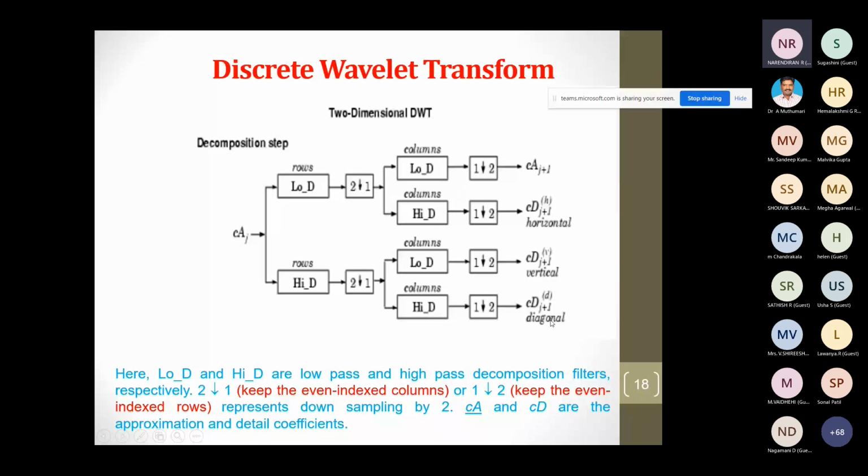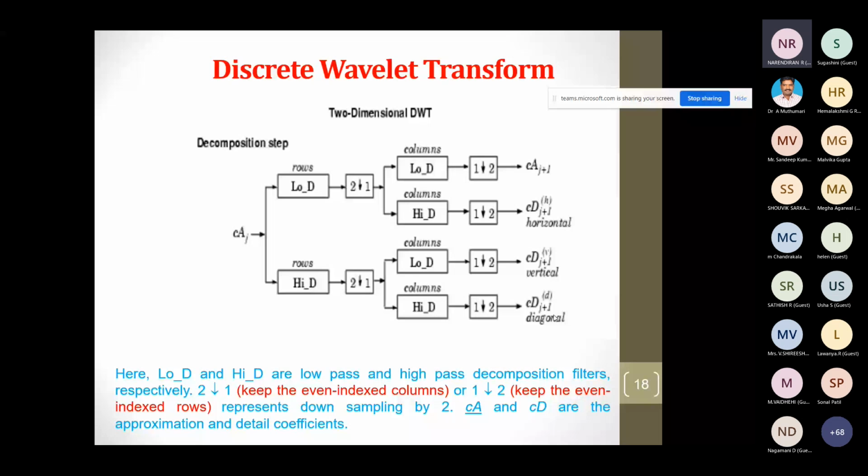It can be represented in an easier manner. LL is nothing but approximation. LH is nothing but horizontal. HL is nothing but vertical. HH is nothing but diagonal. That way we are going to get the output subbands in our hand.